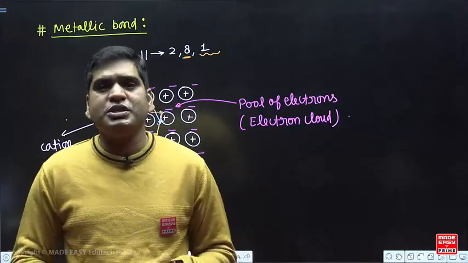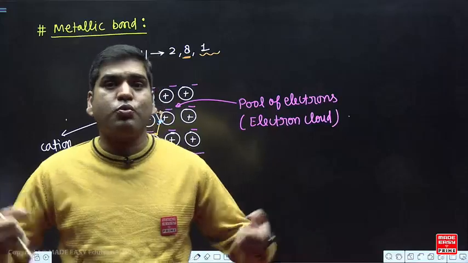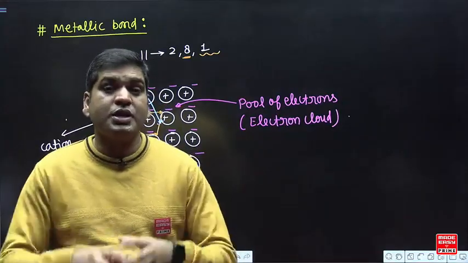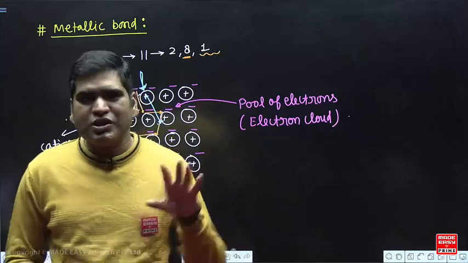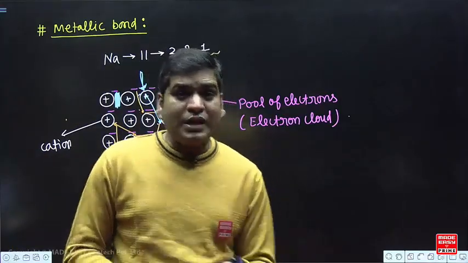It means these materials are plastically deformable. They can be drawn into wires, hence they have ductility. They can be converted into sheets, hence they have malleability. So these are not brittle materials, these are ductile and malleable materials. Why are they ductile?